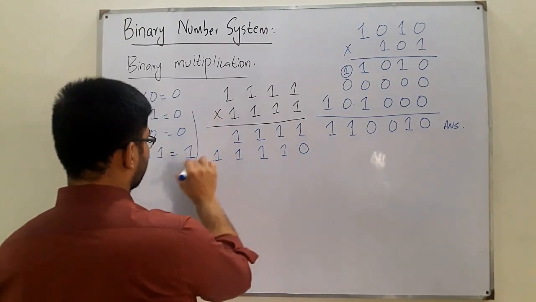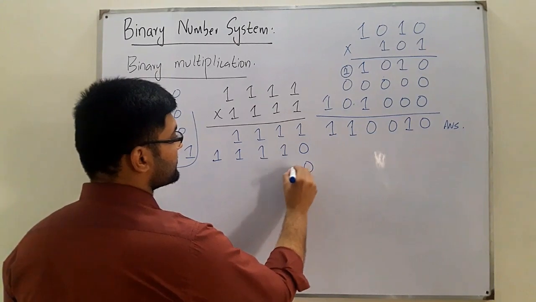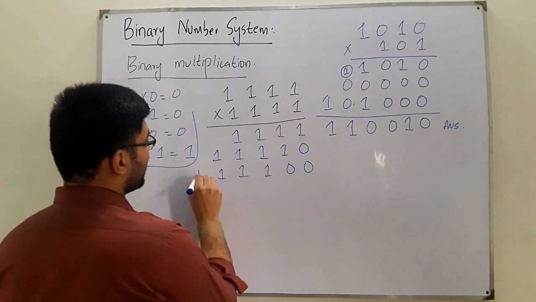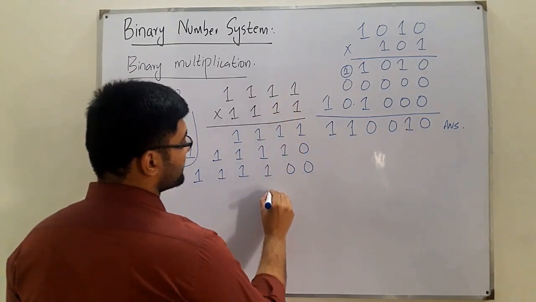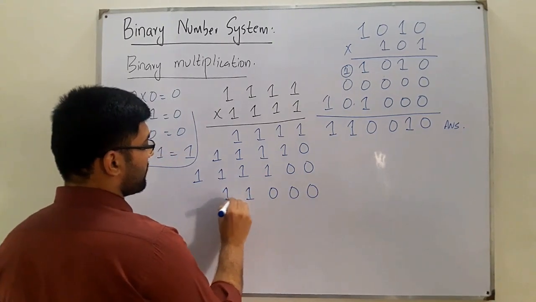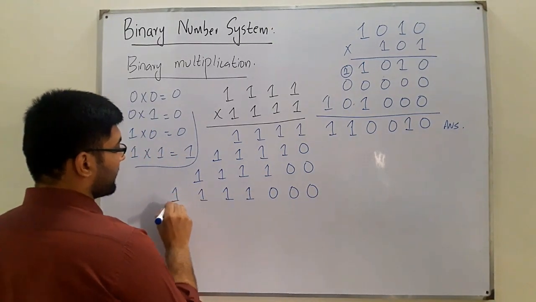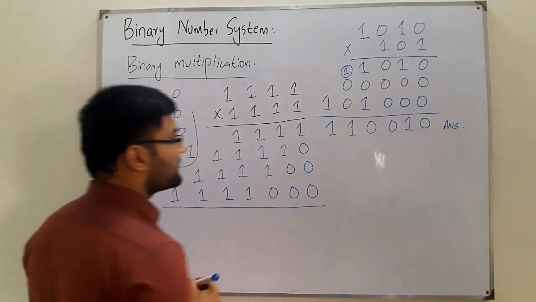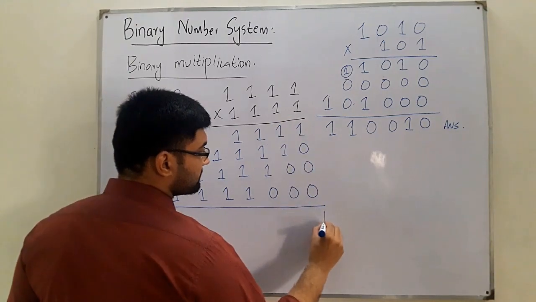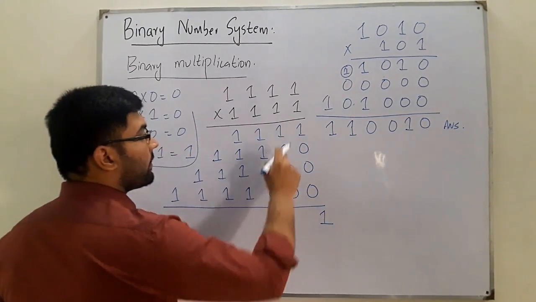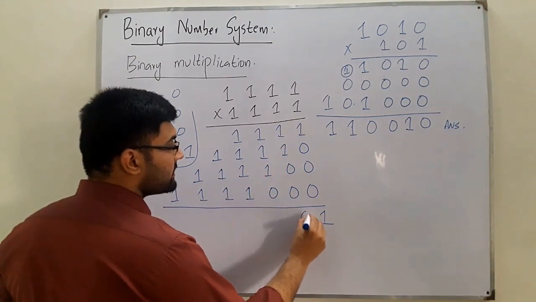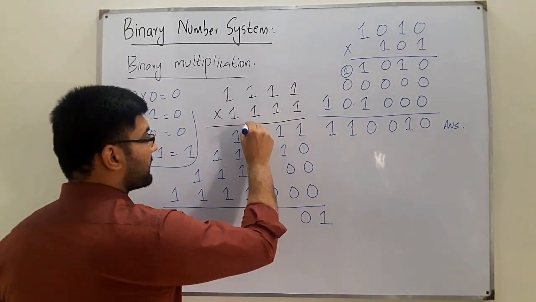1111. Okay. Introducing two zeros for the third one now, again 1111. Now for the fourth, introducing three zeros, we have again 1111. All right, now summing them up, so the first column is a 1. Now 1 plus 1 is a 0 as the sum and 1 is the carry.